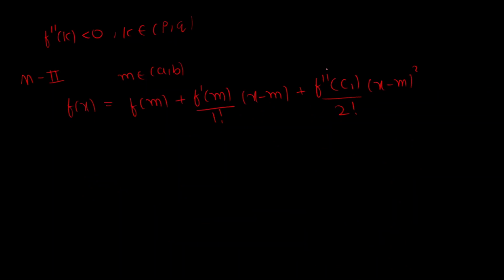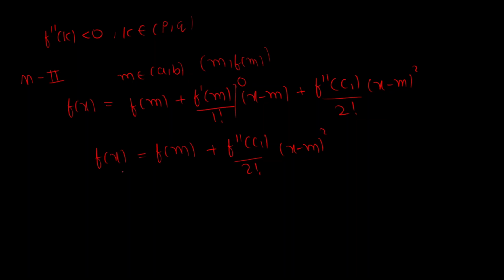Let's make that point of maximum to be (m, f of m). The purpose of doing this is, since at the extreme point from Fermat theorem f dash of m will be 0, this will make our calculation even easier. We can write this term as 0. I will be left with f of x is equal to f of m plus f double dash of c1 by 2 factorial into (x minus m) whole square.